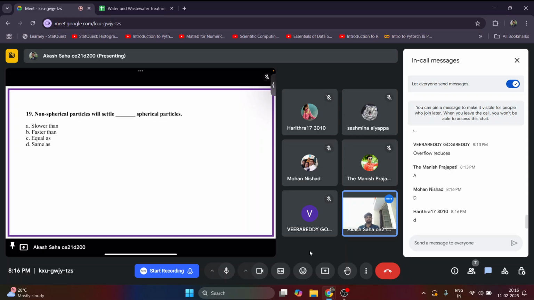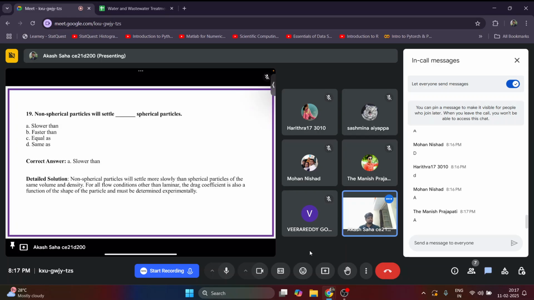Any idea? Option A. So definitely the non-spherical particle may experience more drag. Okay. So it will be retarded. It will be getting slower. Whereas the spherical particles can easily go through. Okay. It can easily settle. So the drag will be less.